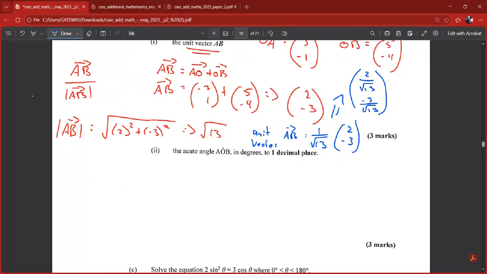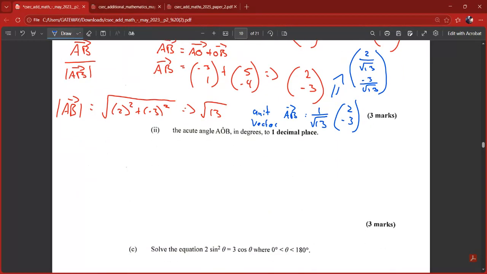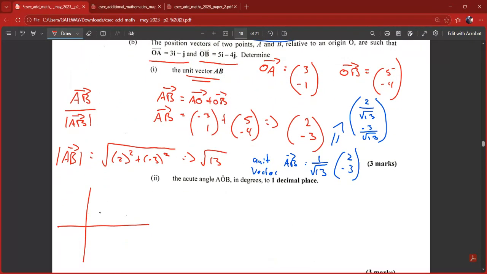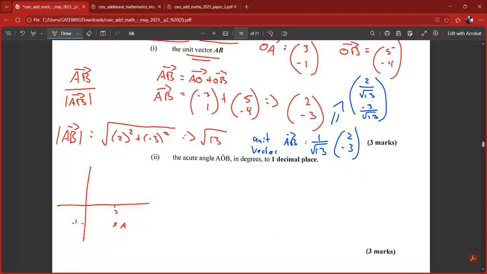Right? Yeah. So the acute angle AOB. So what the angle at the origin is. Let's say we had this, right? Now we know that OA is positive 3, negative 1. So if here is 3, here will be negative 1. Um, OB is 5, negative 4. This is just a sketch of it. So let's say negative 4 is down here, and 5 is here. So it will be like that.